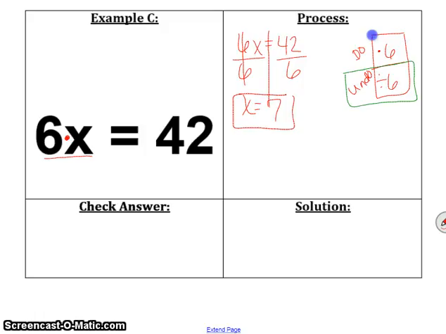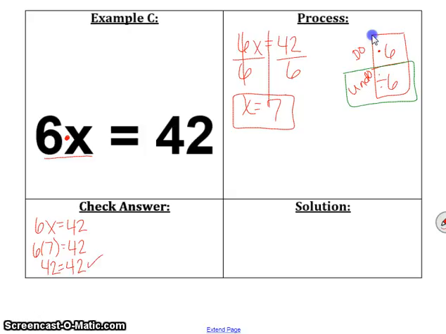So I need to make sure if 7 is actually correct. So I rewrite my equation. 6x is equal to 42. In my x place, I'm going to put 7. So I have 6 times 7, which is equal to 42. Well, I know that 6 times 7 is actually 42. And so that checks out. They're both the same. So I can put that check mark there.